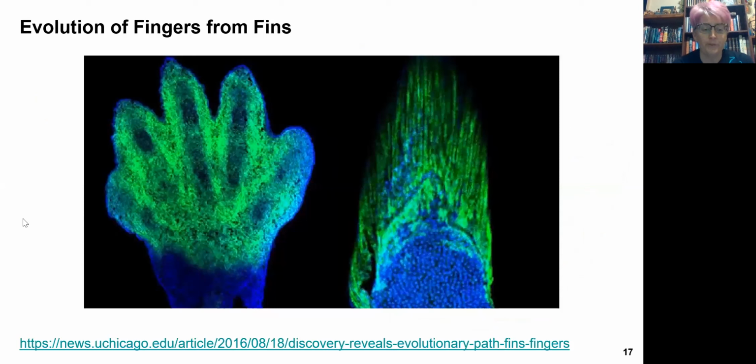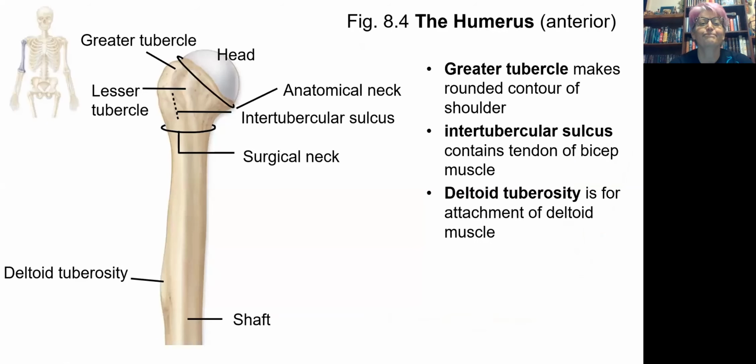Okay, Shubin's lab did another study where they looked at what genes make fingers and fish fins. They thought it would be separate genes, and it turns out that they're actually the same genes. So the glowing green here and the glowing green here means that the same genes are making these fin rays as the fingers. So these are really just modified fins. Cool. All right, now let's talk about the humerus.